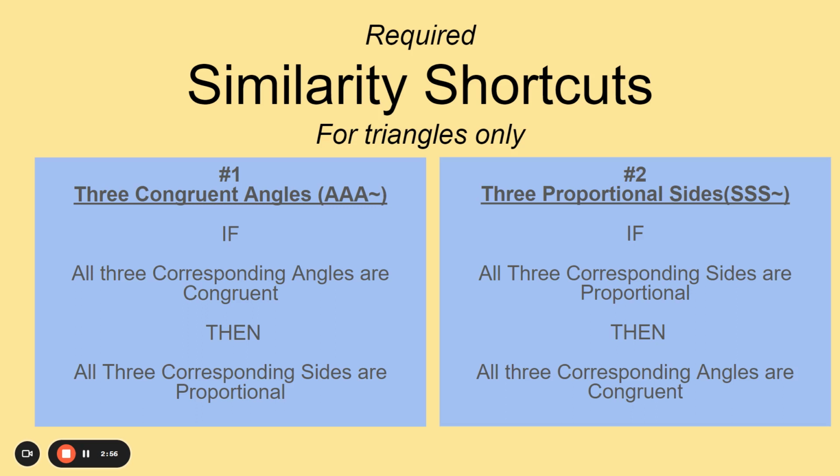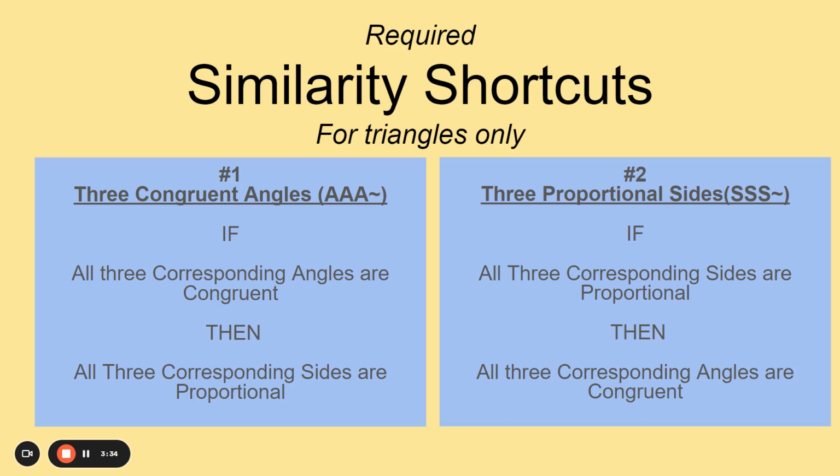So the two methods is actually you just cut it in half. Instead of having to show that all three angles are the same and that all three sides are proportional, you can actually just do one for a triangle and it proves the other. It guarantees the other thing's going to happen. So the rule is if all three corresponding angles are congruent, then all three corresponding sides are proportional. All you need to know is that the three angles match and then your shapes are similar for triangles.